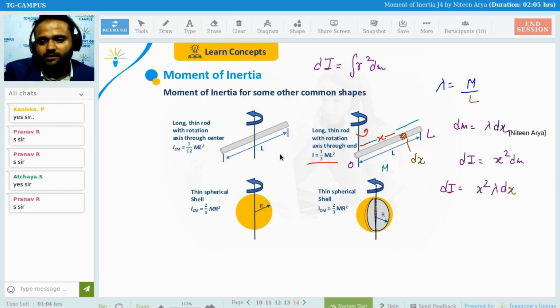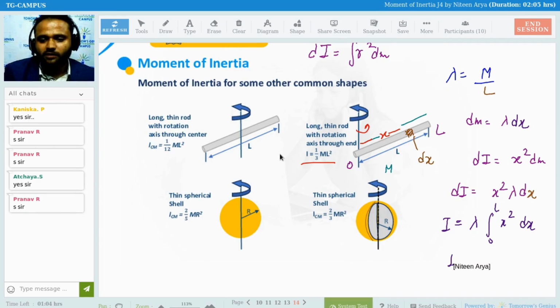Now I want to find the total moment of inertia. So I is, taking rho out, the integral from 0 to L of x square dx. The integration of x square dx gives 1 by 3 L to the power 3. Clear, everyone? Putting rho as M by L, I get the same thing.